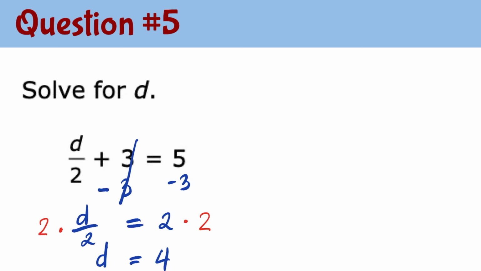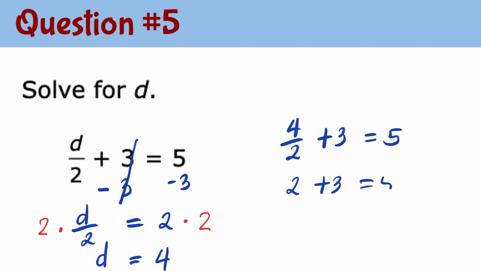Checking our answer, we need to substitute d is 4. So we have 4 divided by 2 plus 3, is it equal to 5? 4 divided by 2 is 2. 2 plus 3. And yes, 5 is equal to 5. So the answer for d value is 4.